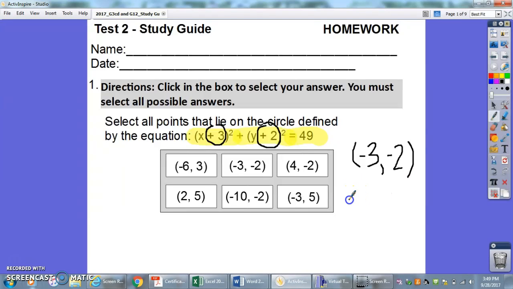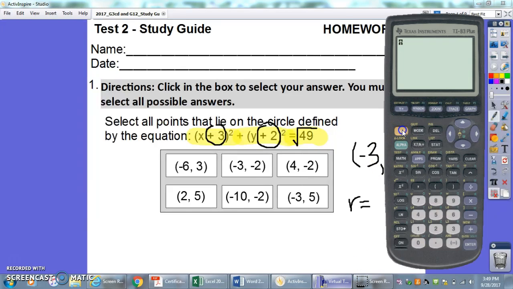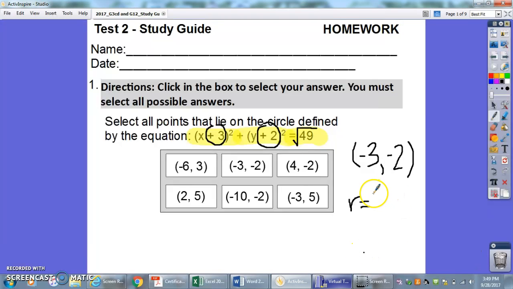Alright, the next thing we need to graph our circle is what the length of the radius is. So to find the radius, our job is to take the square root of the number on the right side of the equal sign. So in our calculator, square root of 49 is 7. Alright, so the radius is 7. Now we can graph our circle.